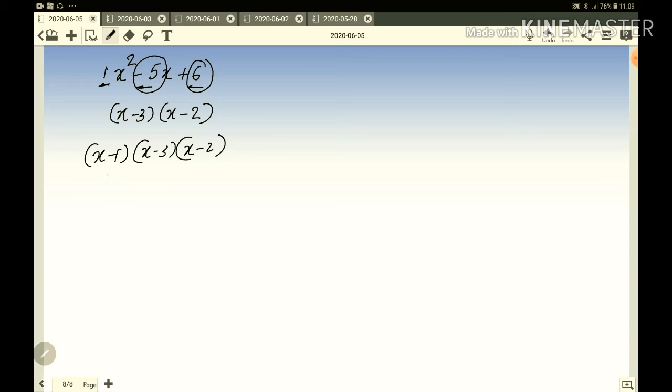Now what are the x values? We know from factors, how do you get x values? X minus 1 is equal to 0, that is x is equal to 1, or x minus 3 is equal to 0, that is x is equal to 3, or x minus 2 is equal to 0, that is x is equal to 2. See, 1, 3, 2, these are the x values.